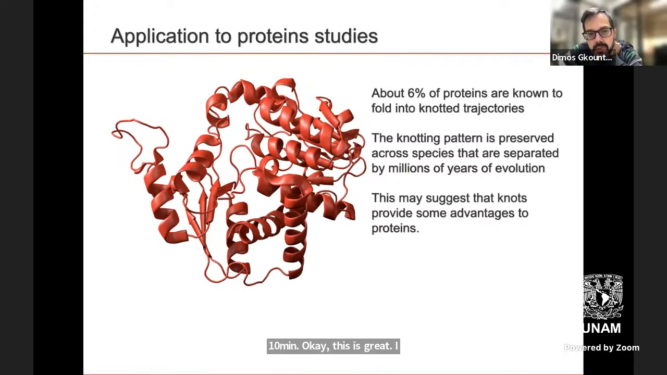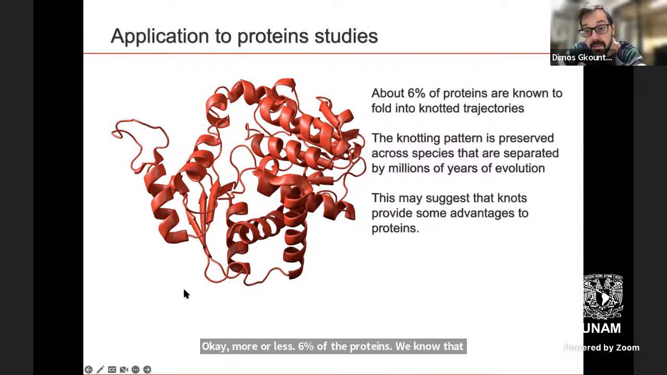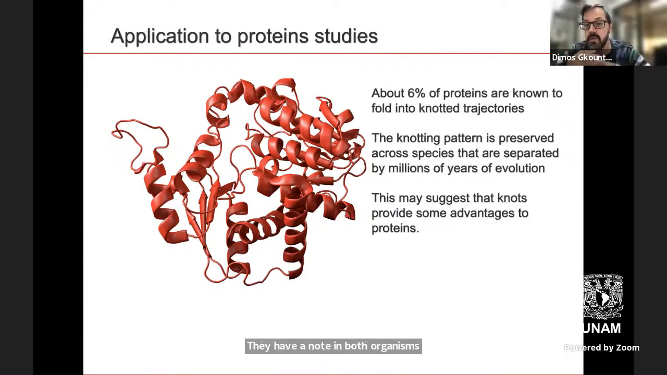So let's talk about proteins. So a protein looks like this, okay, more or less. 6% of the proteins, we know that they fold into something that is knotted. And what is interesting is that the knotting pattern is preserved across species that are separated by many years of evolution, millions of years. So if there is a protein in yeast and a protein in humans, we have the same protein, they have a knot in both organisms, and the knot is the same at the same place. So this suggests that probably there are some advantages that knots give to proteins.